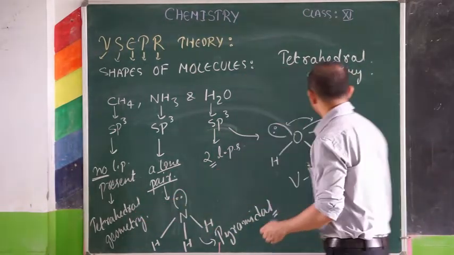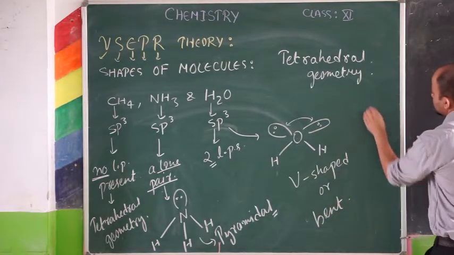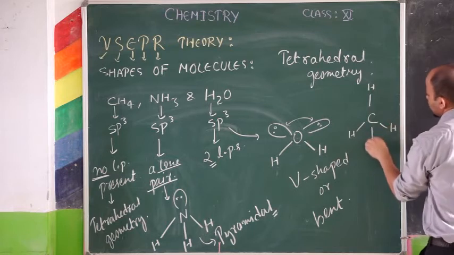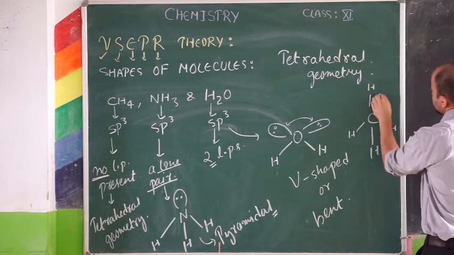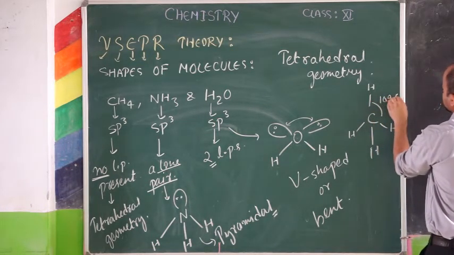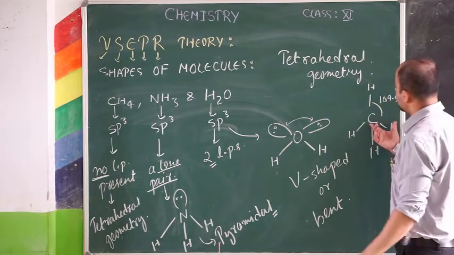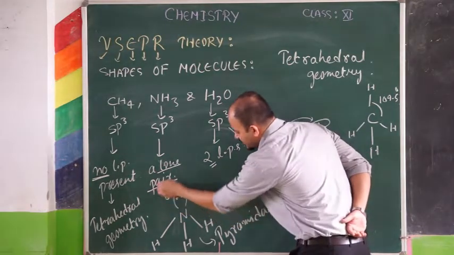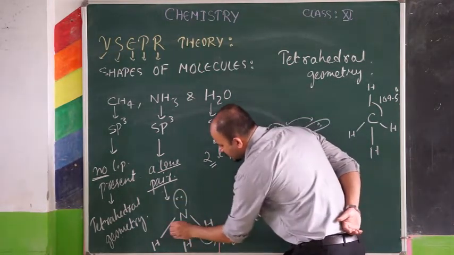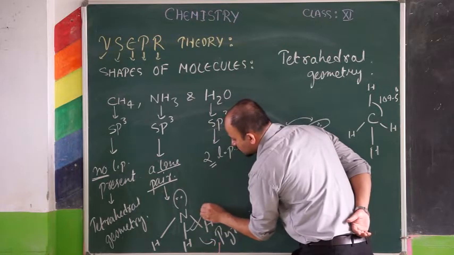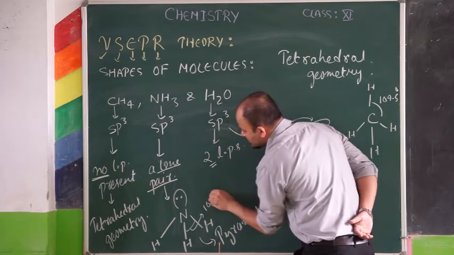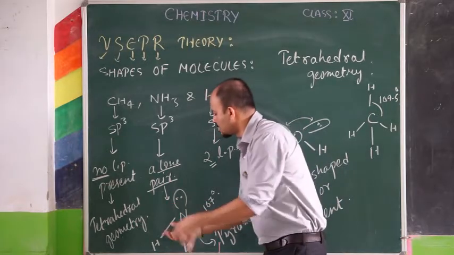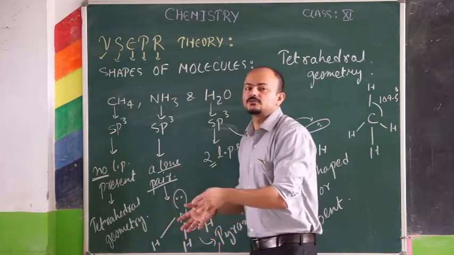Tetrahedral geometry, what do you know of the structure of tetrahedral? Carbon is present here, with hydrogens around it. The bond angle here is 109.5 degrees in the case of tetrahedral geometry. Now, if you have a lone pair, then its geometry is pyramidal, and the bond angle over here is 107 degrees. So you can see that this lone pair is forcing these bonds to come a little closer to each other.